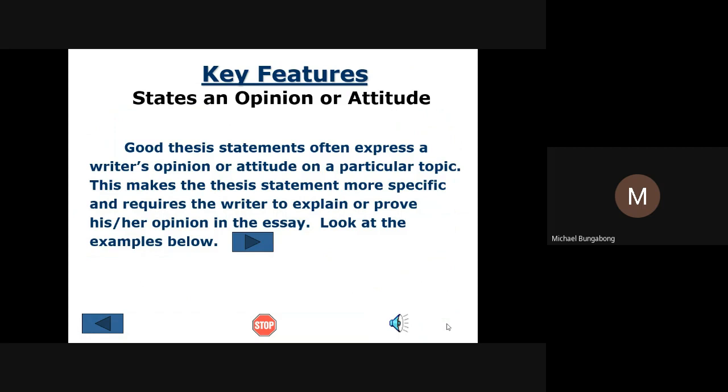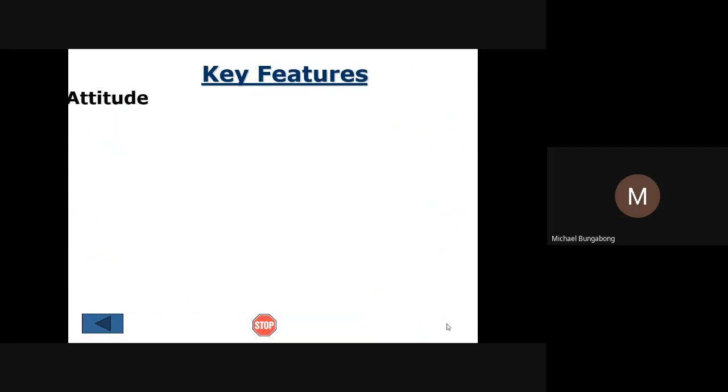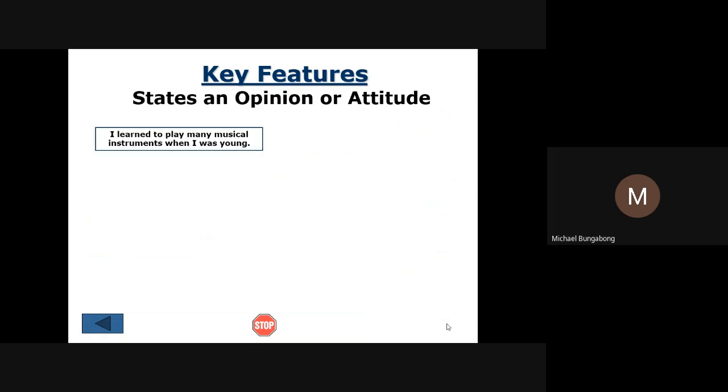So this makes the thesis statement more specific and requires the writer to explain or probe his or her opinion in the essay. Remember, class, an opinion is considered as a fact. Now there is a basis. Hindi siya yung kaya tinawag lang siyang opinion because you need to prove, di ba? But of course, there is a basis why you have that kind of opinion. All right.